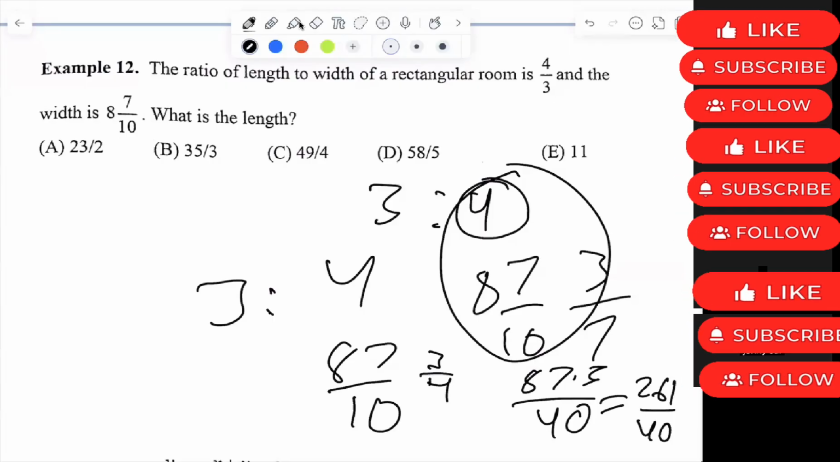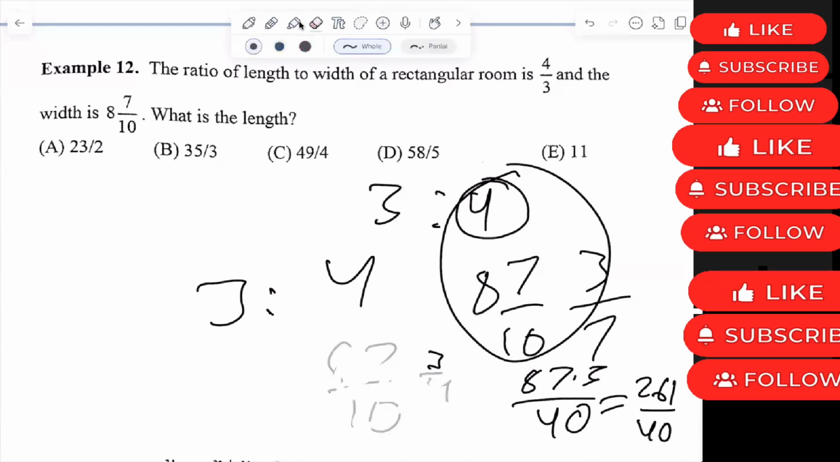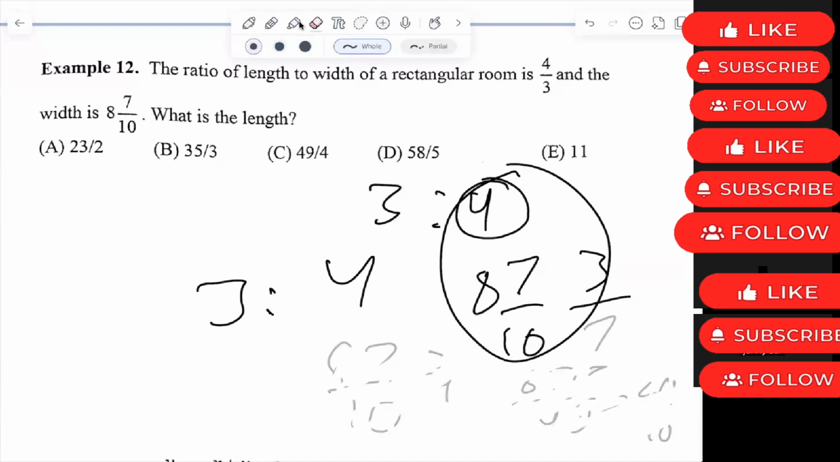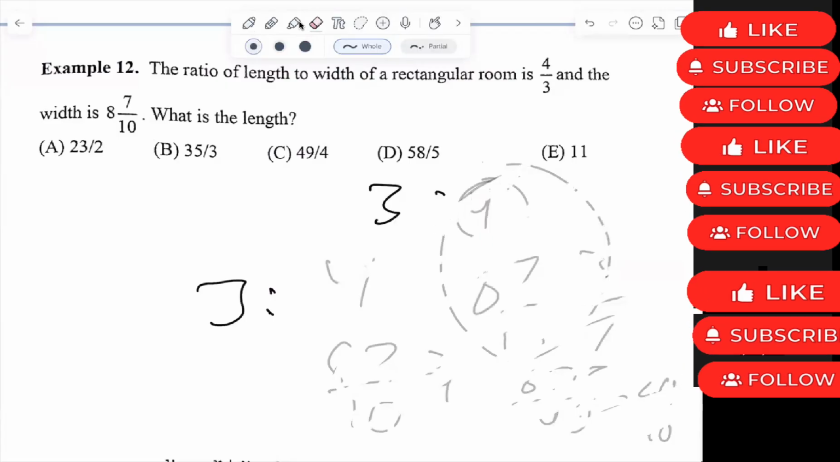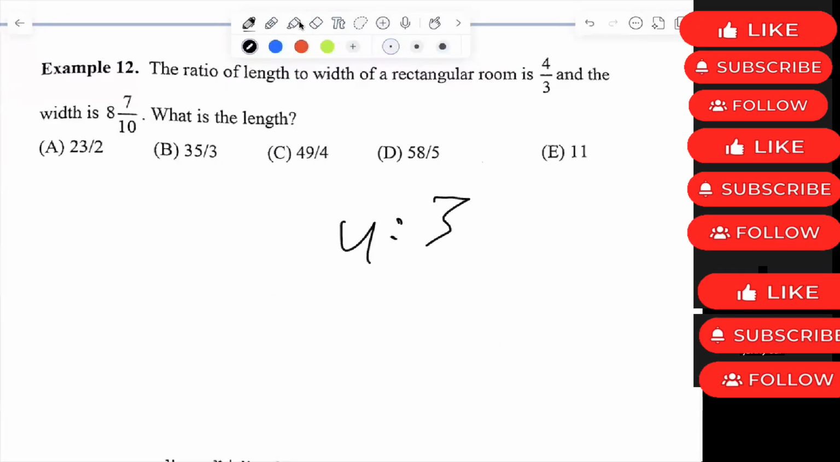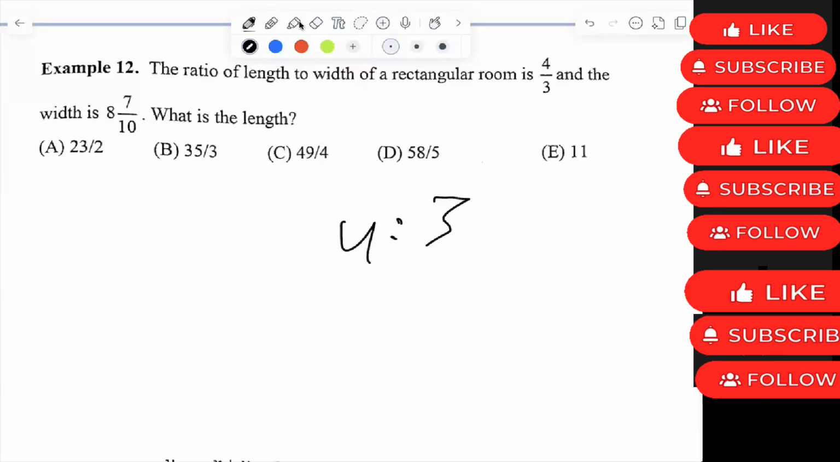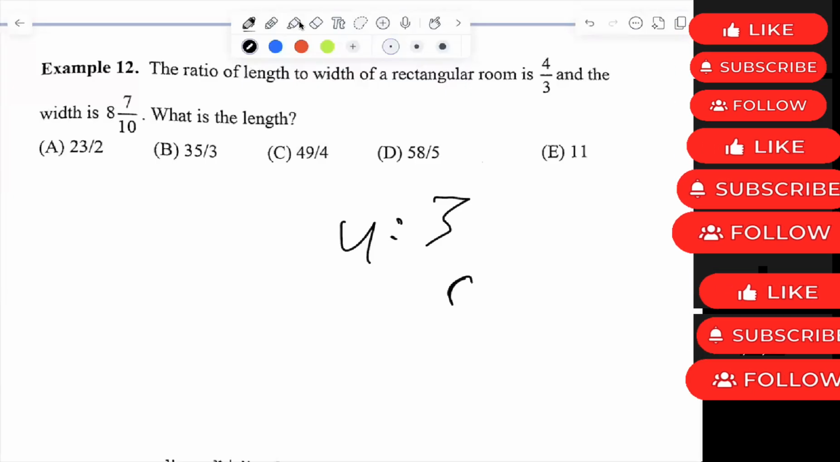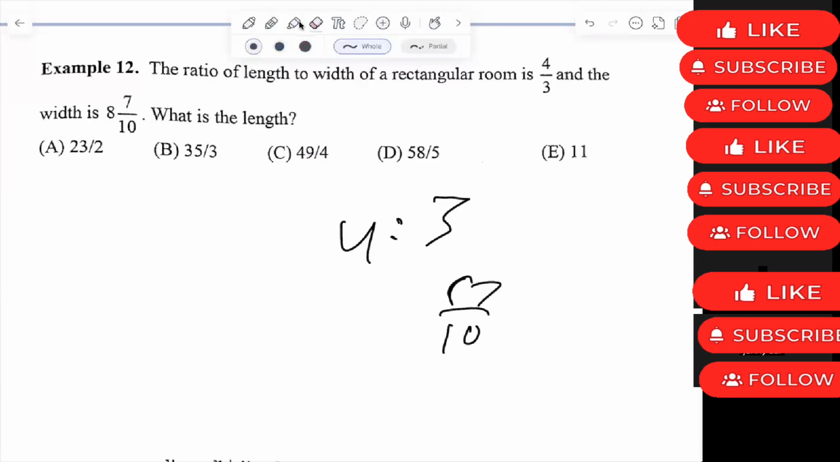If I'm correct. Oh wait, oops, my bad. It's the wrong ratio. I'm sorry, that's the wrong ratio. That should be 4/3. So don't confuse the ratios, alright? That's the important part: 4/3. And this is 8 and 7/10. Now this makes much more sense.